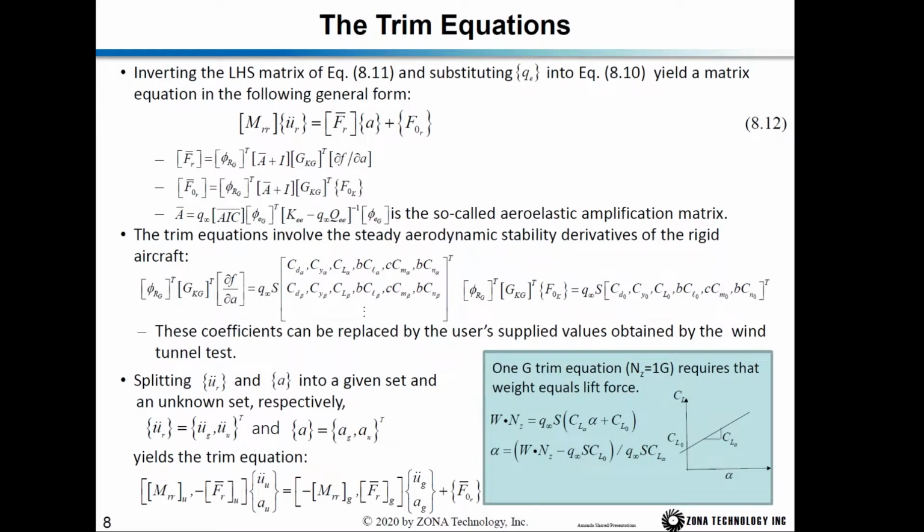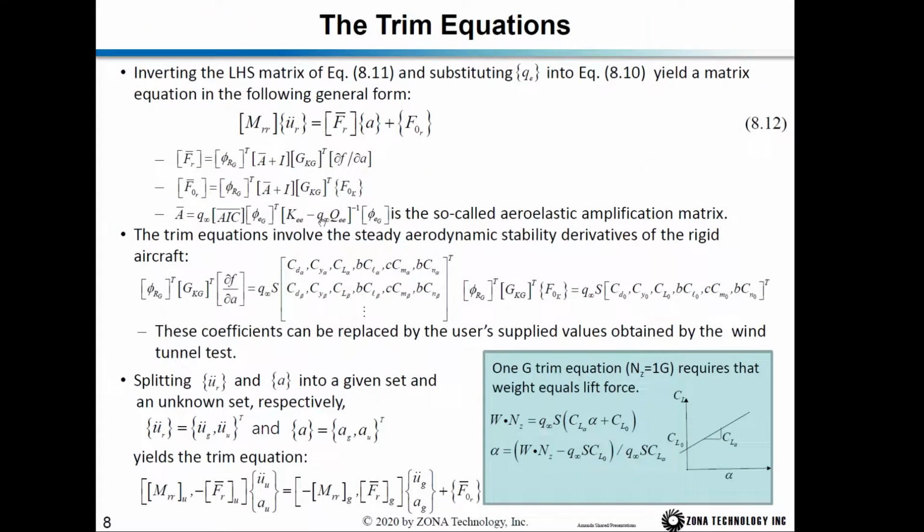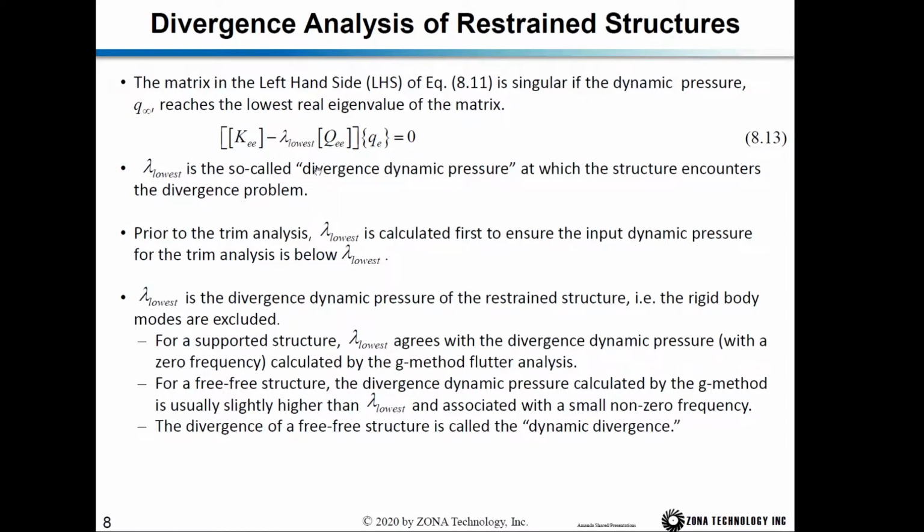Okay, to calculate the aeroelastic amplification matrix, we need to invert this matrix. So under what kind of condition does this matrix become singular? We treat the dynamic pressure as an eigenvalue problem. So we find the lowest real eigenvalue of this matrix.